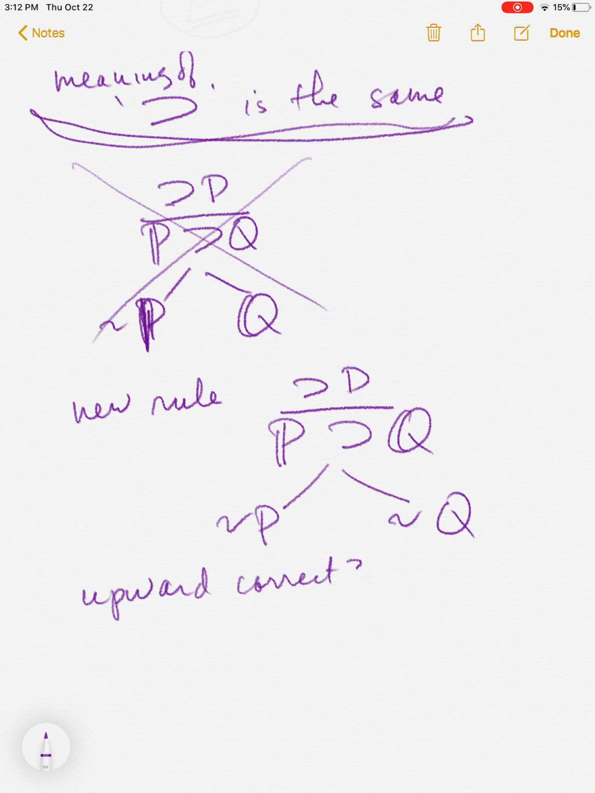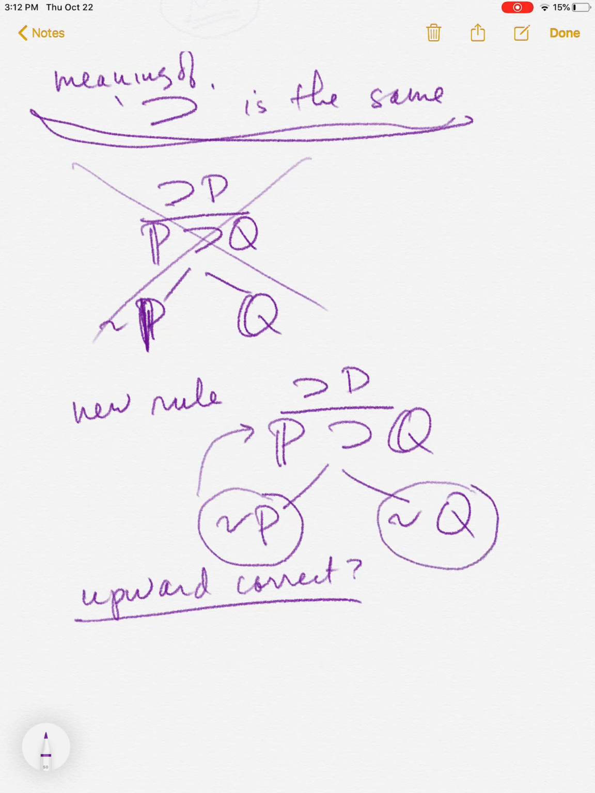So this is a branching rule, right? And so what does it mean to say that a rule is upward correct? A rule is upward correct if and only if every truth value assignment that makes at least one list of conclusions true makes the premise of the rule true. In other words, every truth value assignment that makes this true makes that true, and every truth value assignment that makes this true makes that true. Is it upward correct? Well, certainly every truth value assignment that makes not P true, that is, that makes P false, makes P horseshoe Q true.